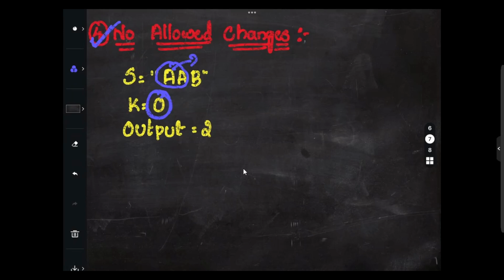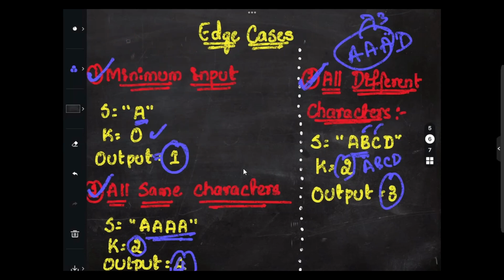So the longest substring that contains the same letter, in this case, is 2, right? The length you can clearly see. We have been given k as 0, which means we cannot make any changes in the s. So it will be 2 here. So the output will be 2 in this case, right? So these are the 4 edge cases that we need to consider here.